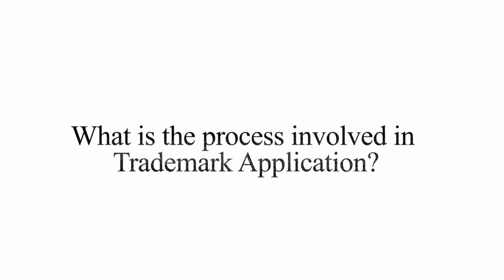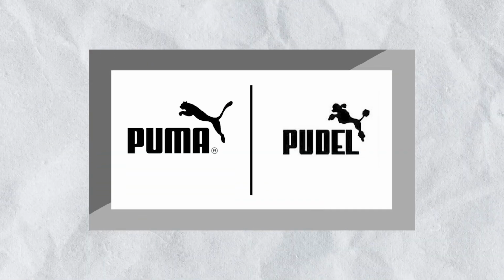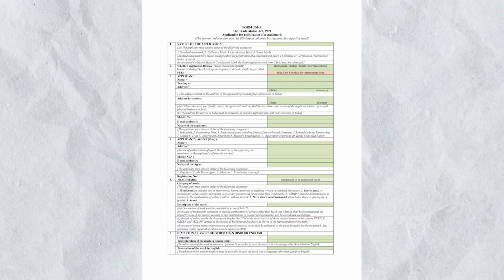What is the process or stages involved in trademark application? The first and foremost step is the public search. In public search, you want to make sure that no similar mark is registered in the registry, and then you can proceed for filing your trademark application.